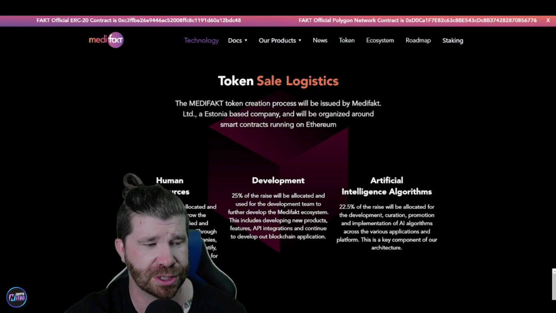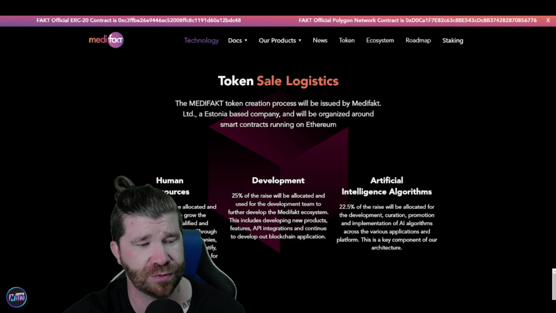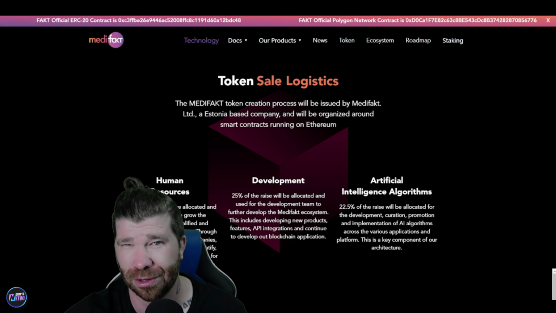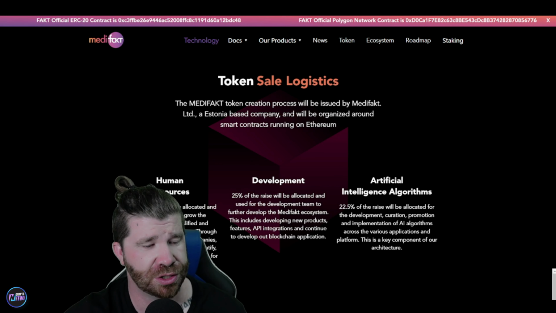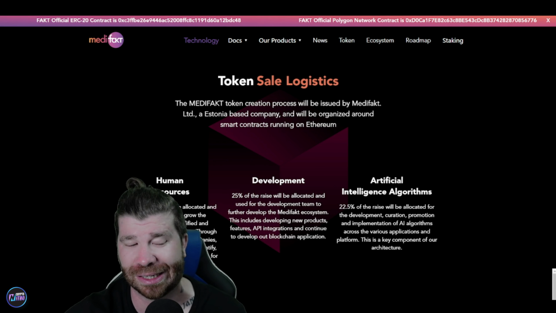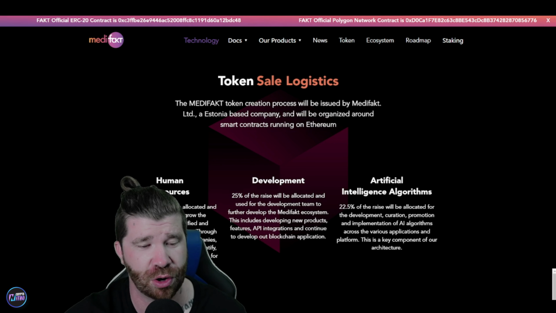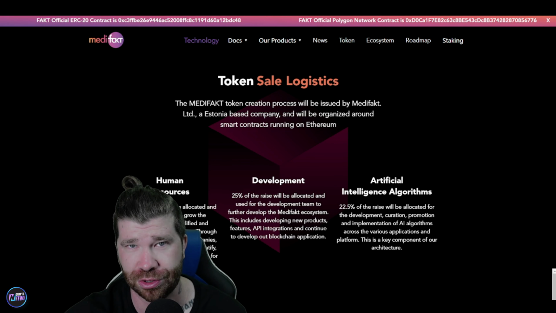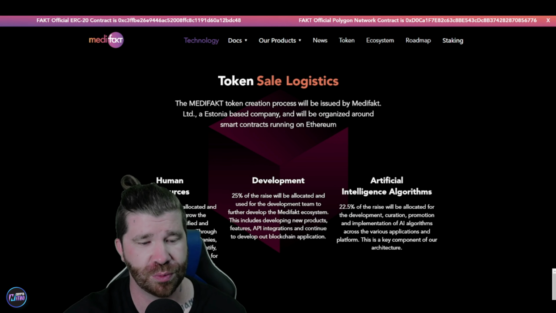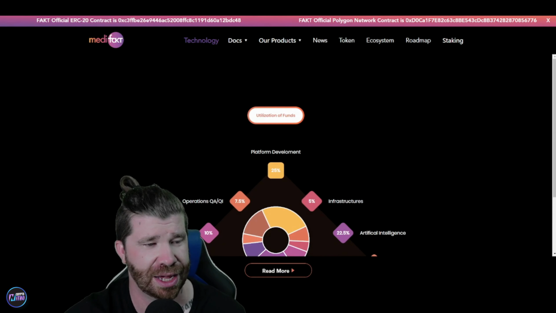Development, so 25% of the raise will be allocated and used for development of the team to further development for the Medifakt ecosystem, which is good. So that's going to help with developing new products, features, API integrations, and continue to develop the blockchain application. And then we have artificial intelligence algorithms. So 22.5% of the raise will be allocated for development, curation, promotion, and implementation of AI algorithms across multiple applications on the platform. I like that. I like that a lot.